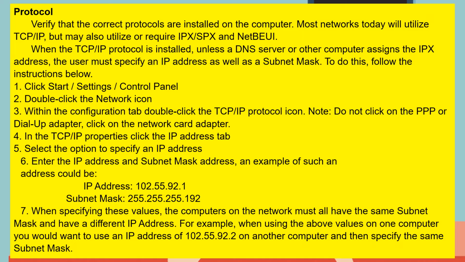An example of such an address could be IP address 102.55.92.1, subnet mask 255.255.255.192. Number 7. When specifying these values, the computers on the network must all have the same subnet mask and have a different IP address. For example, when using the above values on one computer, you would want to use an IP address of 102.55.92.2 on another computer and then specify the same subnet mask.